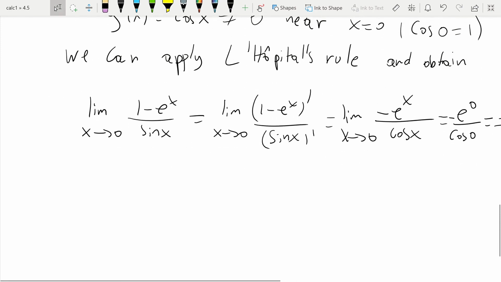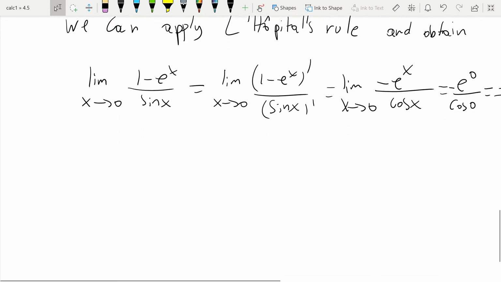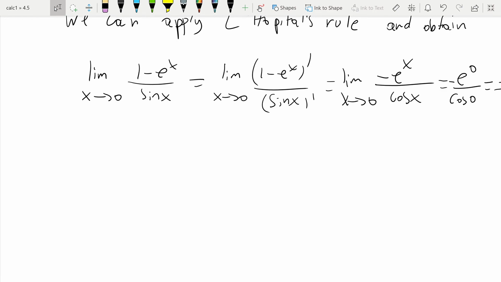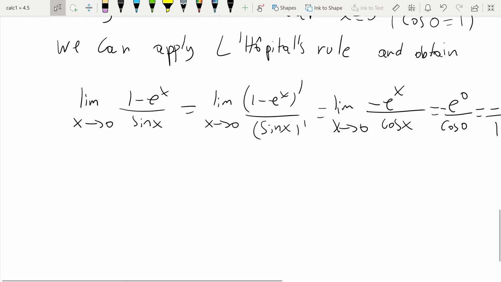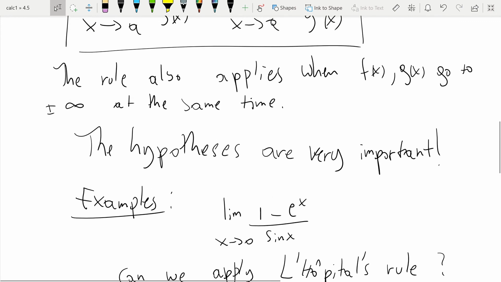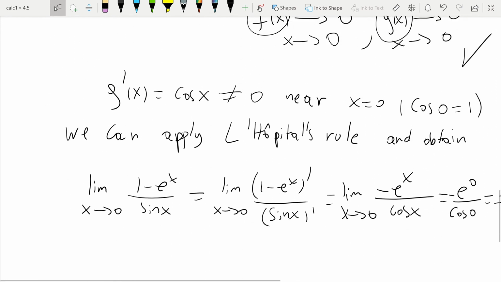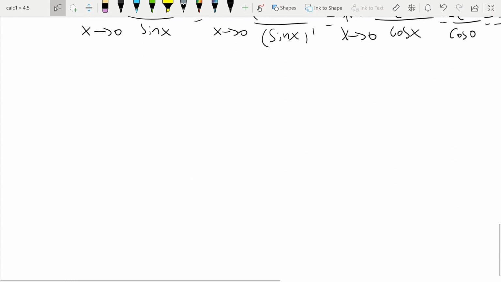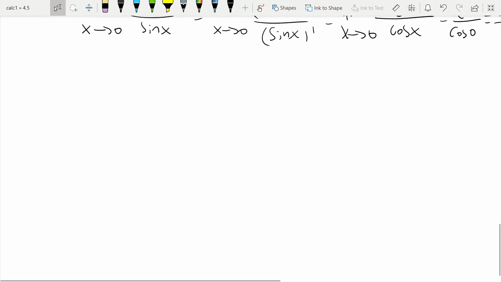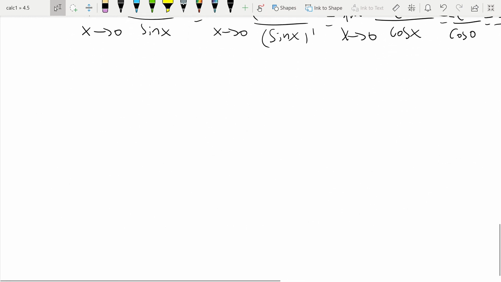Okay. Well, now, this was part of the point I was trying to make here at the beginning when I said that the hypotheses are very important. We checked the hypotheses in order to apply the rule in this example. Okay, so what about another situation like this one?